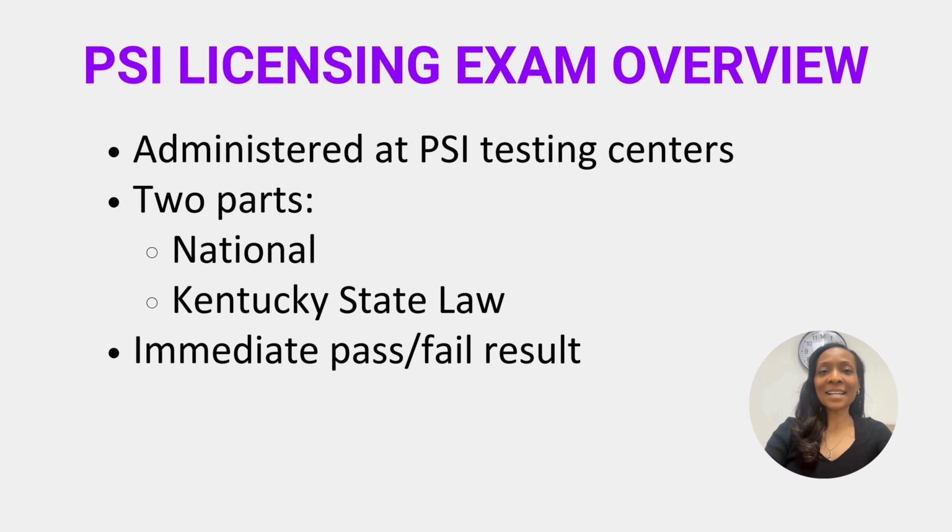The Kentucky licensing exam is administered by PSI testing centers. The exam is divided into two separate portions. There's the national or general real estate knowledge portion, and then there's the state of Kentucky law portion. You take both portions during the same testing appointment. You will receive an immediate pass or fail result at the testing center, along with a diagnostic report showing weak areas. You can retake only the portion you failed.